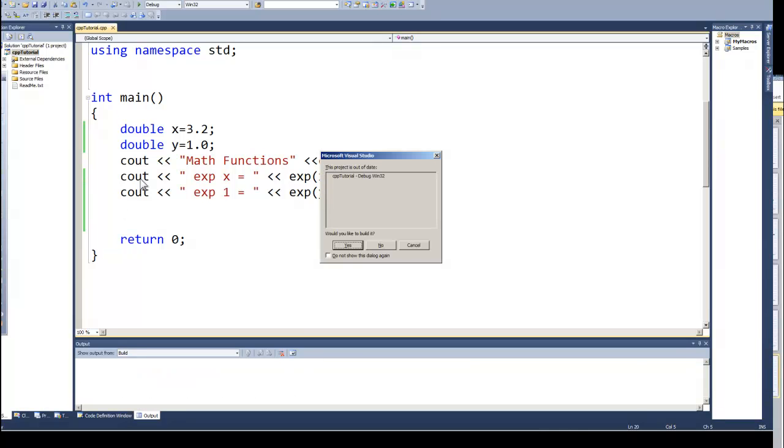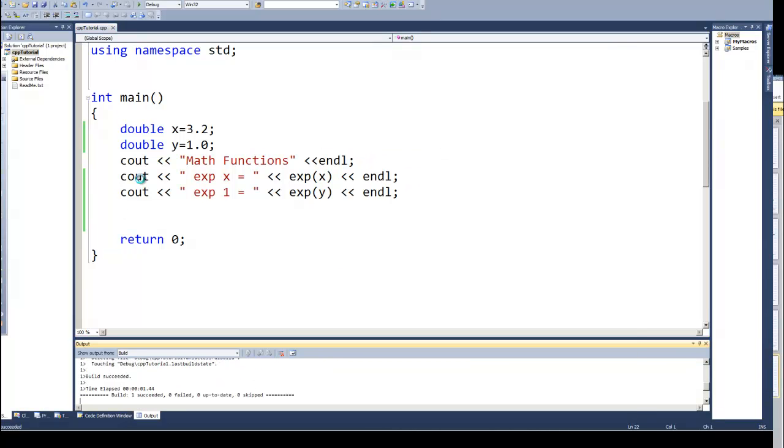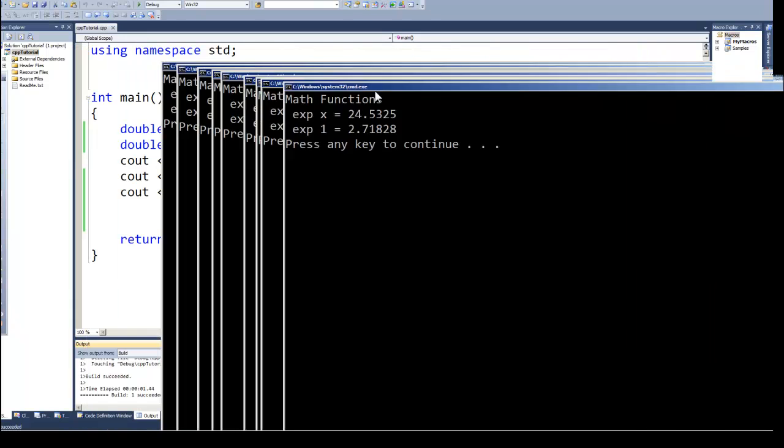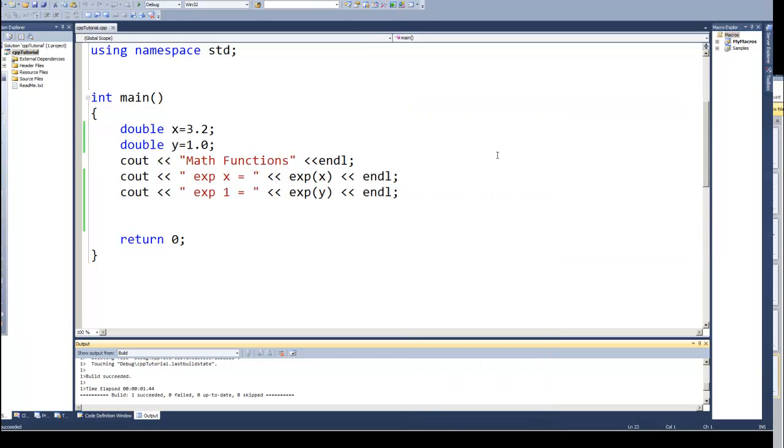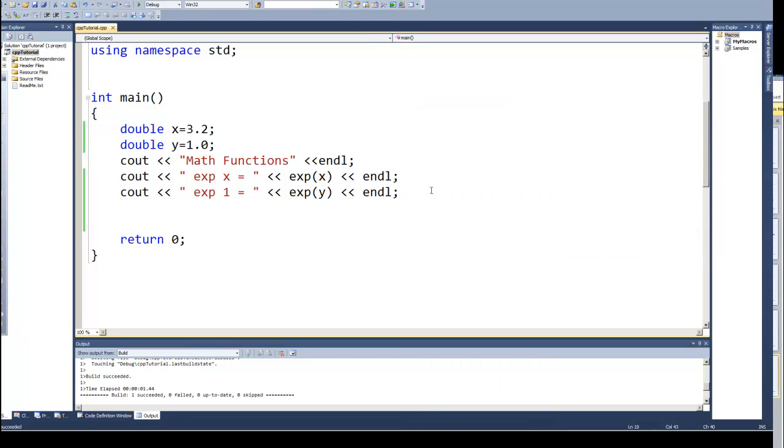So when we run this, what we end up getting is that e to the x of 3.2, where x was 3.2, is 24.5 something, and e to the first power is 2.71828, which is the value e. E is one of those magic numbers, and so it occurs a lot in math.